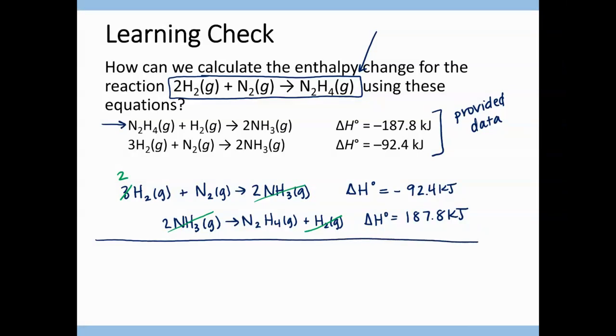So now with these 2 steps manipulated in the way that we've done, switching that first reaction, we have 2H2 plus N2 produces N2H4. So we have our desired reaction.